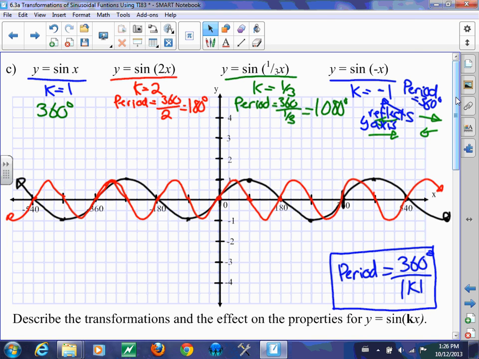Okay, let's take a look at the third one. The third one says, hey, we're going to notice that k is 1/3. That means that's a horizontal stretch, so I'm stretching it out 3 times as much. So instead of having within 360 degrees, I have to have it within 1,080 degrees. Luckily, I've set my graph up so that I can do that. Okay, so I'm going to start here and notice that I can get to 540. That's going to be half of it, and the other half is going to be the negative 540.